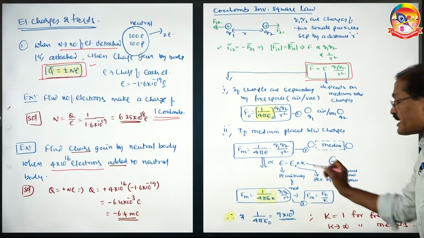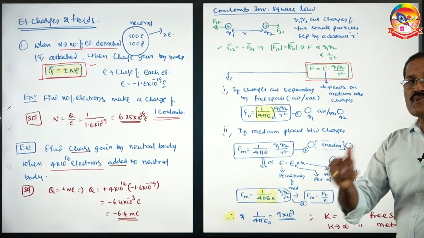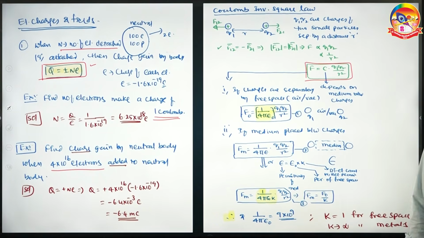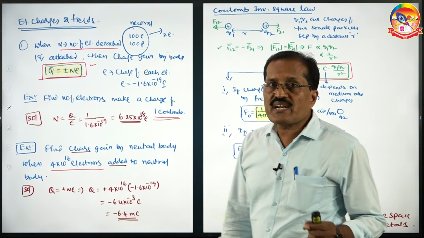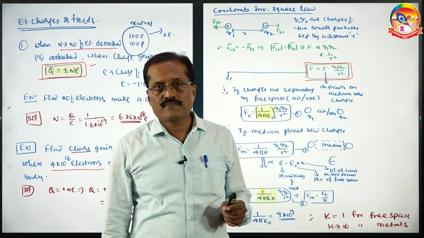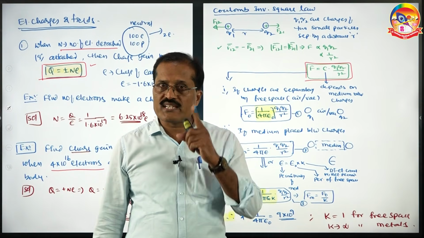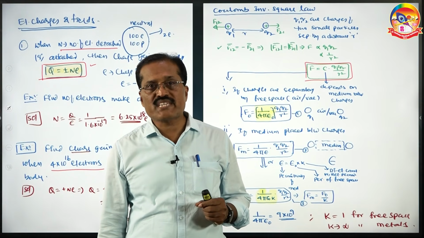The permittivity of the medium can be written as k times the permittivity of free space, where k is called the dielectric constant. The dielectric constant is different for different materials. What is the dielectric constant for free space, either air or vacuum? It is 1. For metals, it is almost infinity.